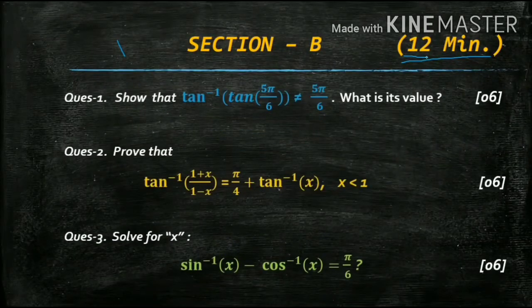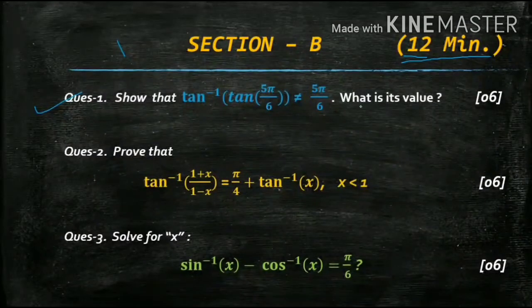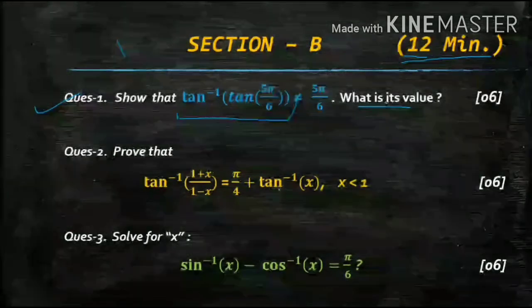So the questions are these. Question 1, you have to show that tan inverse of tan 5 pi by 6 is not equal to 5 pi by 6. First, you need to show this. Second, it is asking for the value of this expression. If it is not equal to this, then what is its value? You have to say this.